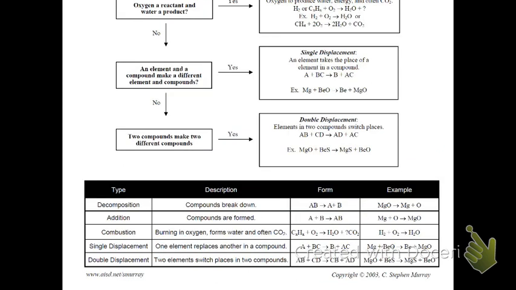Okay, on the bottom of this is the exact same thing, just as a table. So we talked about decomposition breaks things down. Addition puts things together. Addition is also called what? Synthesis. Addition or synthesis. Combustion burns oxygen and forms water, and sometimes CO2. Single displacement takes one thing and switches it. Double displacement switches 2 things. Okay, go ahead and turn the page.